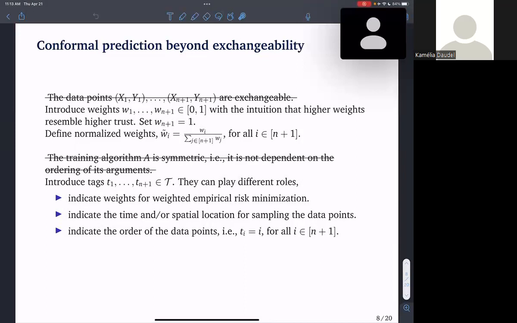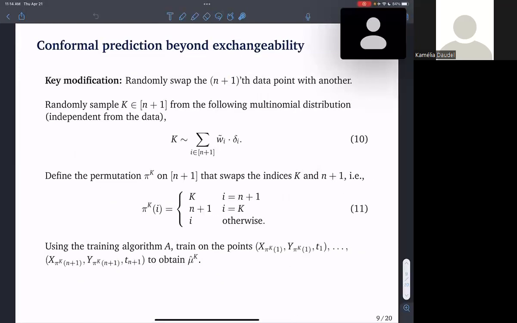One thing it can do is indicate weights for weighted empirical risk minimization. So in terms of weighted least squares regression, you can add these tags and have weighted losses, and you can minimize that. It can indicate the time and/or the spatial location where the data point was collected, or it can just indicate the order. So you can just say that t_i is equal to i to indicate the order in which the data point was collected. So it basically depends on the task at hand, and it can change with different problem settings. And in this case, the weights and the tags are all fixed beforehand.